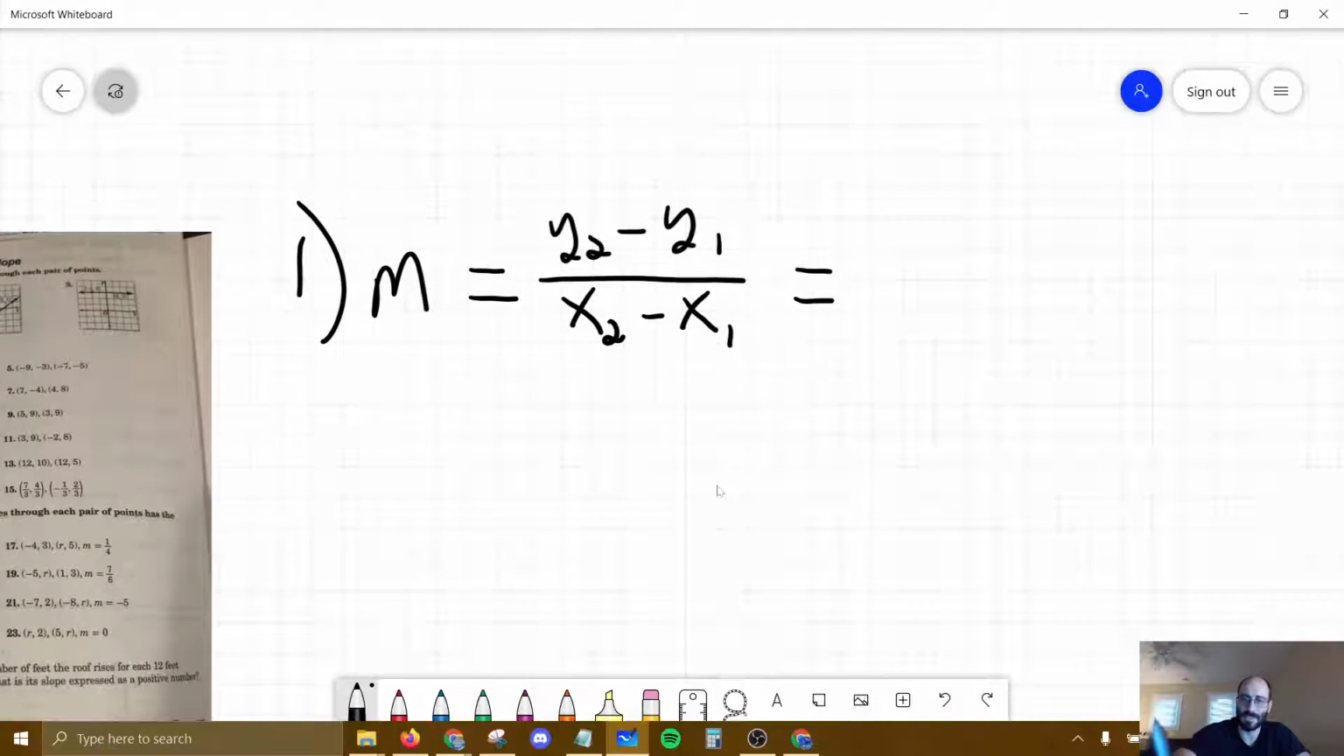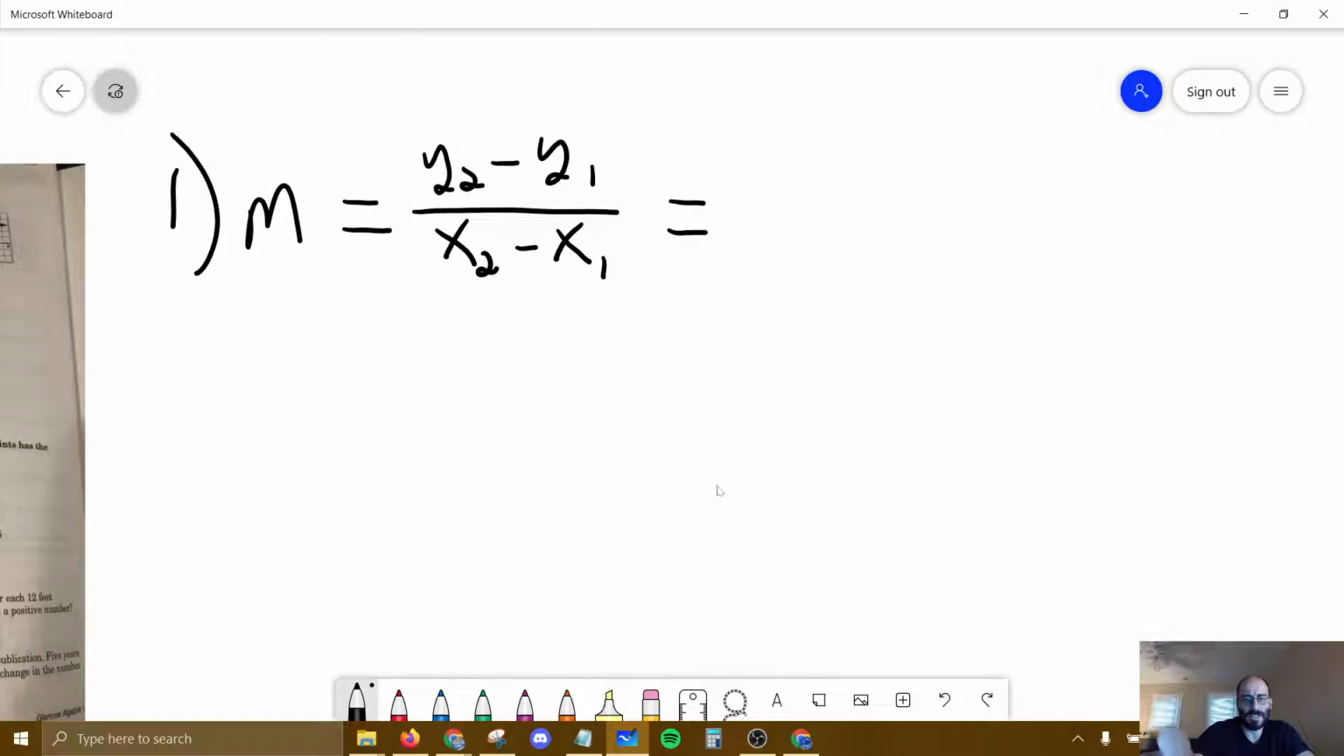Sorry, I'm getting these crusties off my screen. Delta, and that's a triangle. That looks like a triangle. I don't know about that. Delta y over delta x.